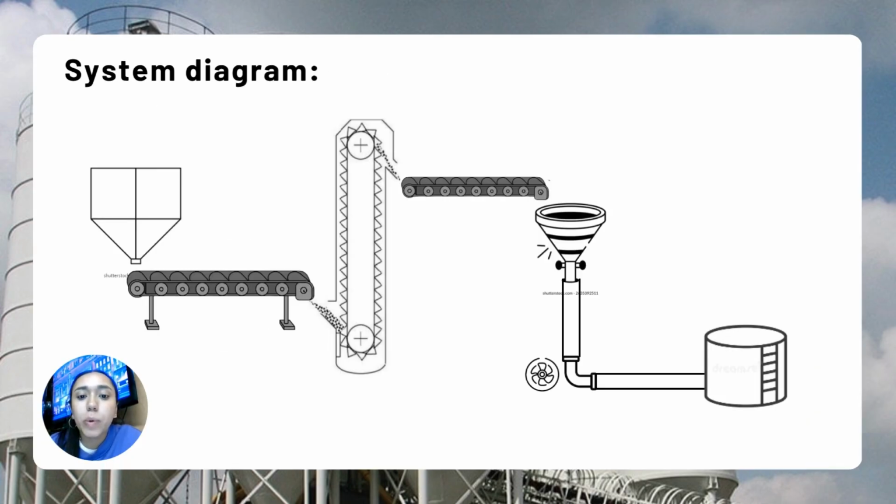In this diagram, we see more specifically how salt is transported using conveyor belts, buckets, and pipes, which carry the product from a hopper to the container.